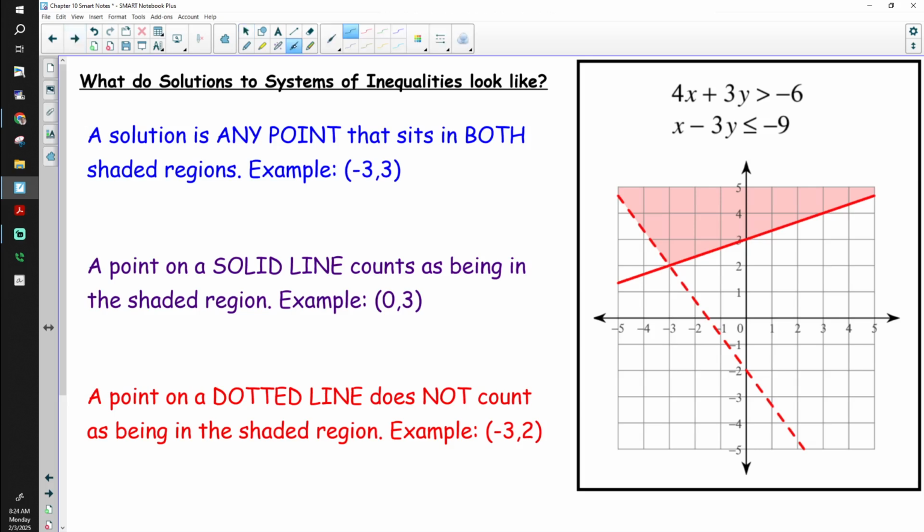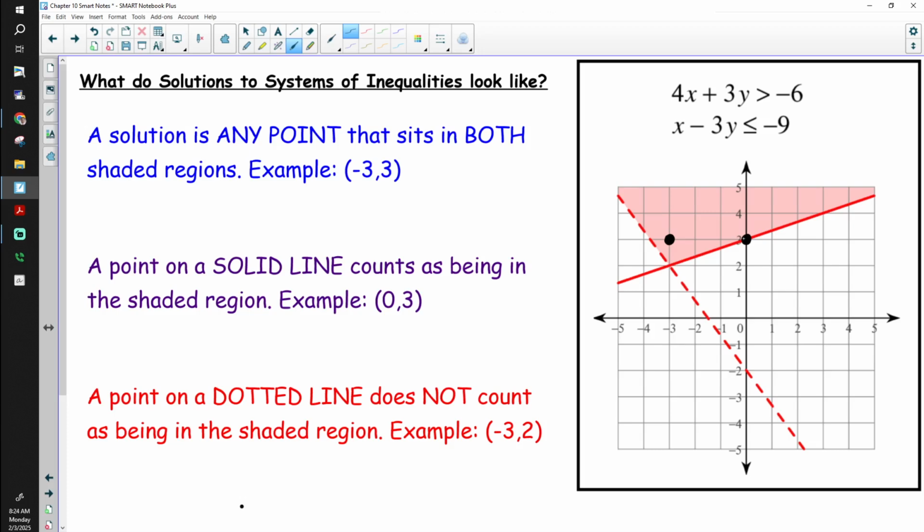For example, if we take the point -3, 3, look at -3, 3. Do you see how that point is in the double shaded region, right? See how it's in the shaded region? That's a solution. If your point is on a solid line, that counts. For example, the point 0, 3. 0, 3 is on the solid line. That's allowed. Being on a solid line counts. Okay, being in the shaded region, great. On a solid line, great.